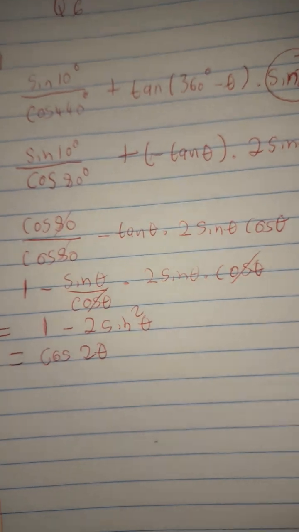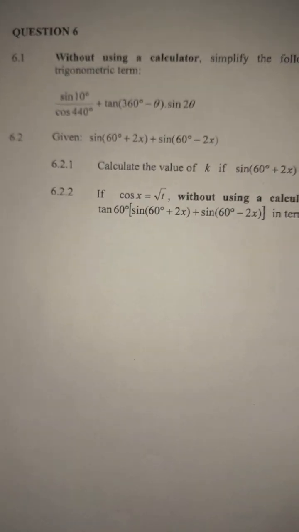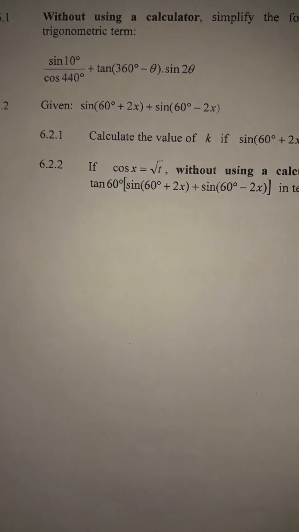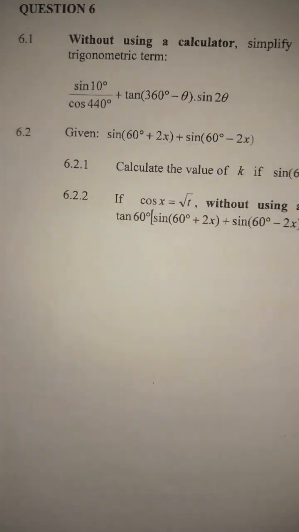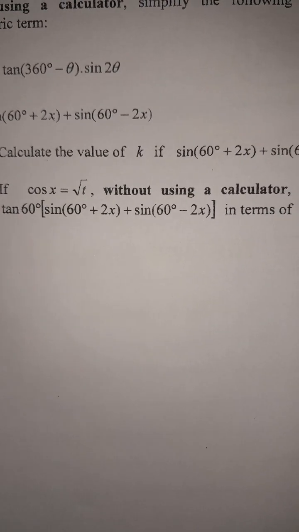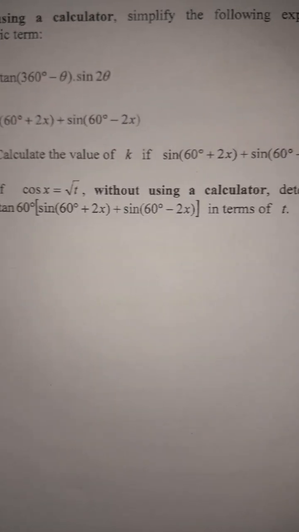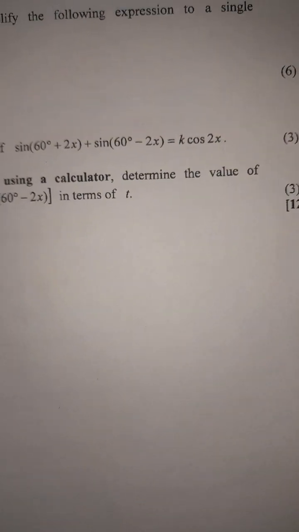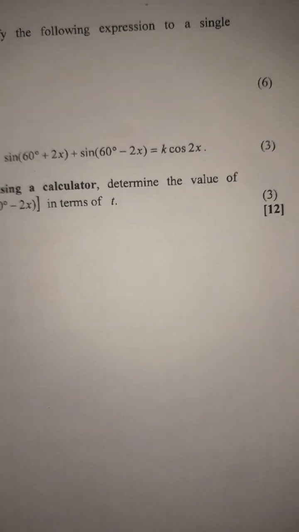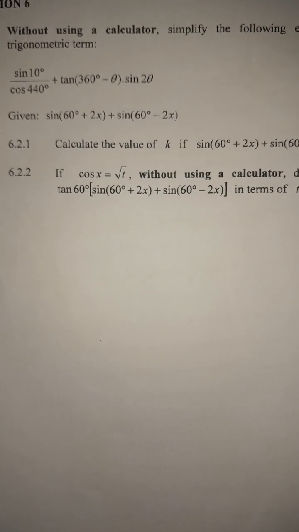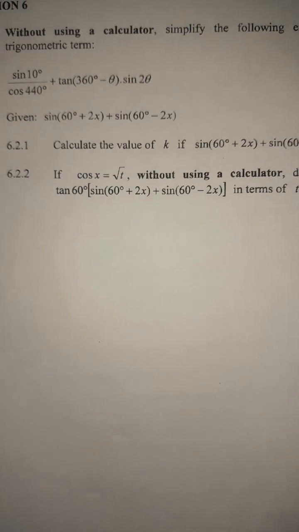Okay, let's go to our last question. We are given sine(60 degrees plus 2x) plus sine(60 degrees minus 2x). We are required to calculate the value of k. That was 3 marks, and the other one was 6 marks, so we have 2 questions. Let's start with the one where we are required to calculate the value of k.